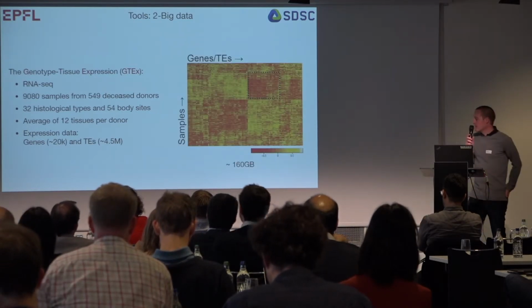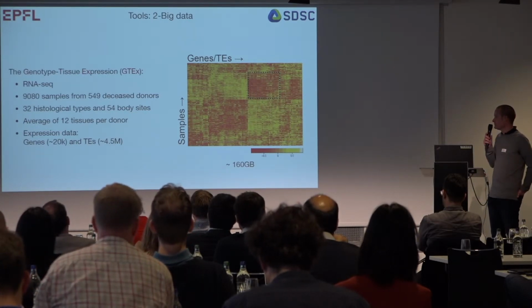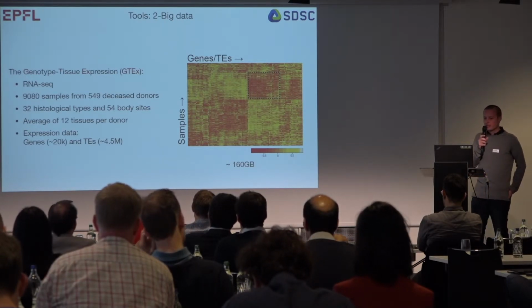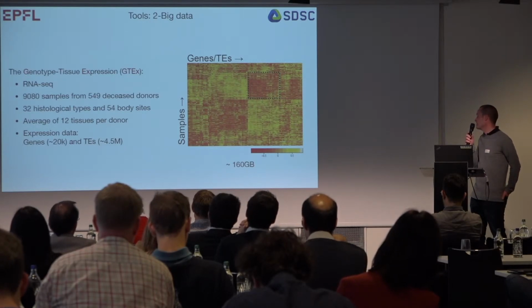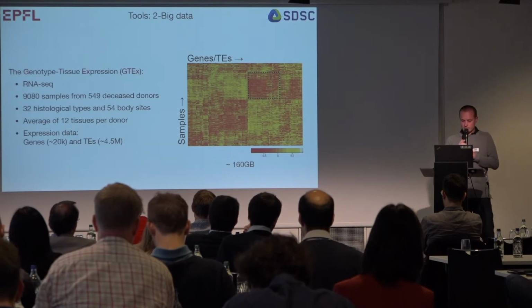So at the end of the day, what we get from this is a big table where our cases are samples, these 9,000 samples, and our features are the genes and the transposable elements. It's 4 million of them. This table, once loaded, is around 160 gigabytes of data.